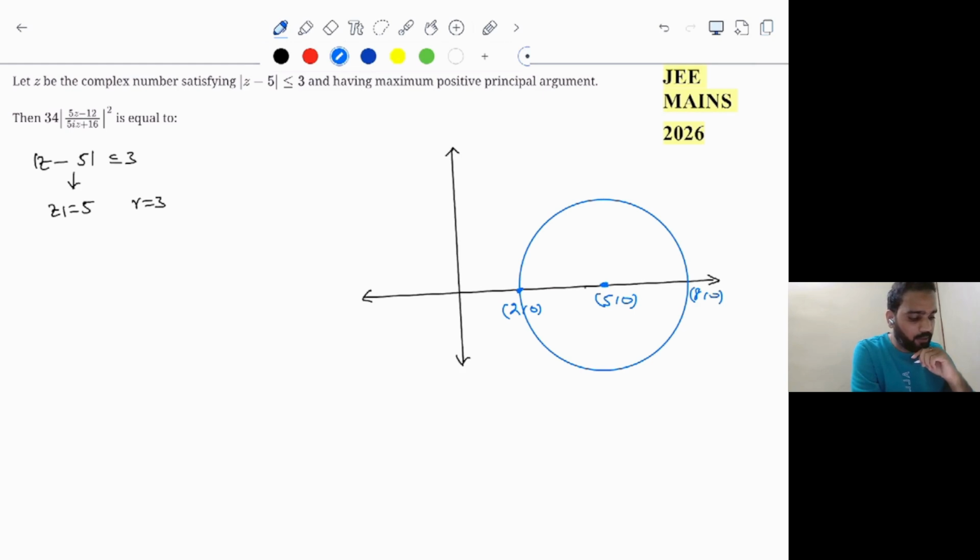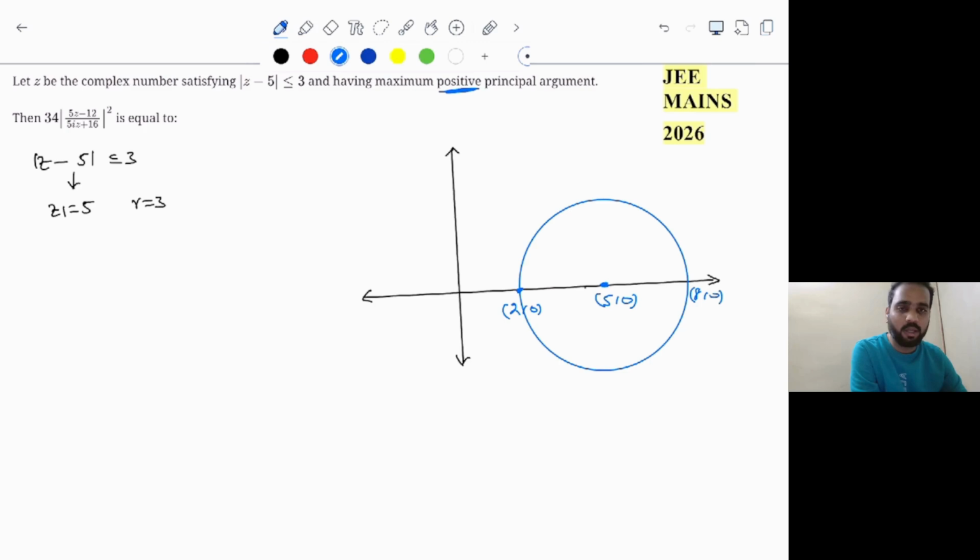Now let's look at the remaining part. We have Z, a complex number satisfying this inequality and also having the maximum positive principal argument. Okay, we have to be very clear here. Maximum positive principal argument. Okay, so we know how to take the argument of any complex number, right? So we simply join that origin with that point Z, and then we take the angle made by that line with the positive real axis, right? So moreover here, they are saying the argument of that number should be maximum.